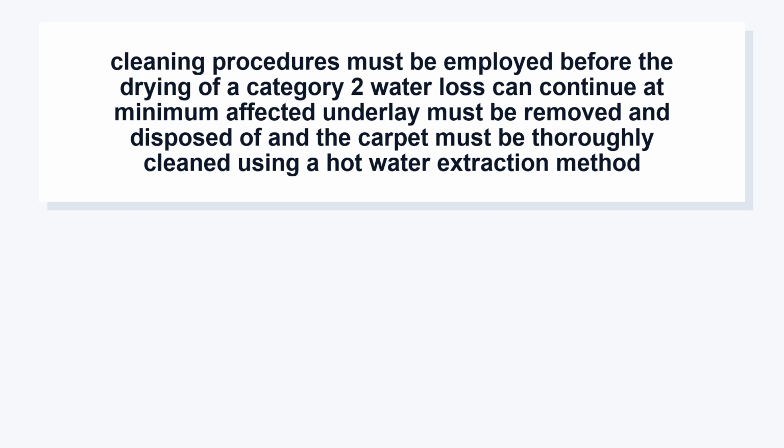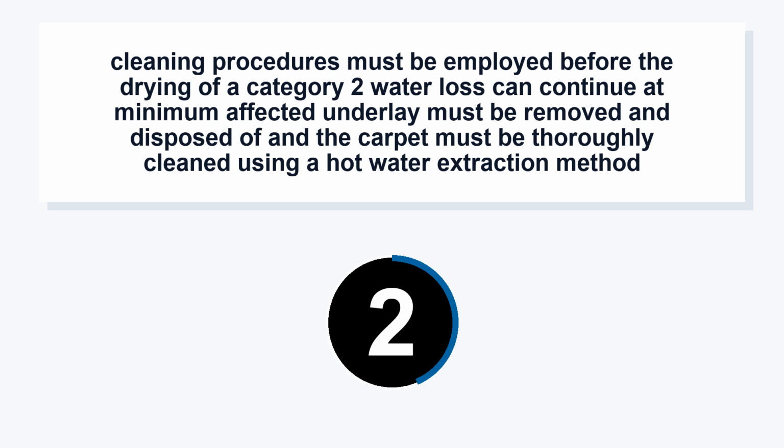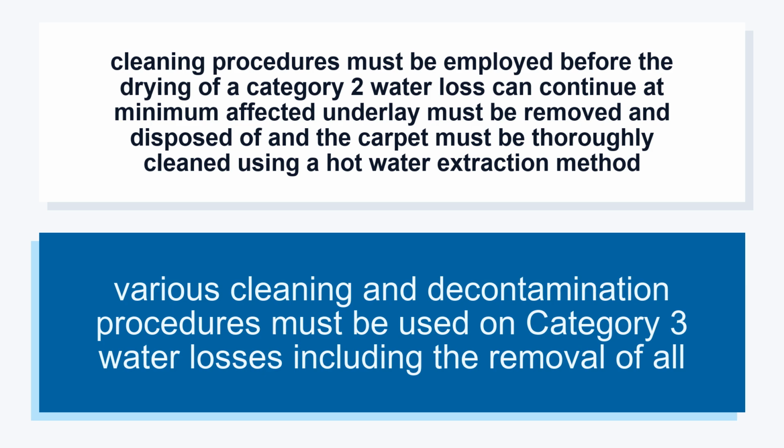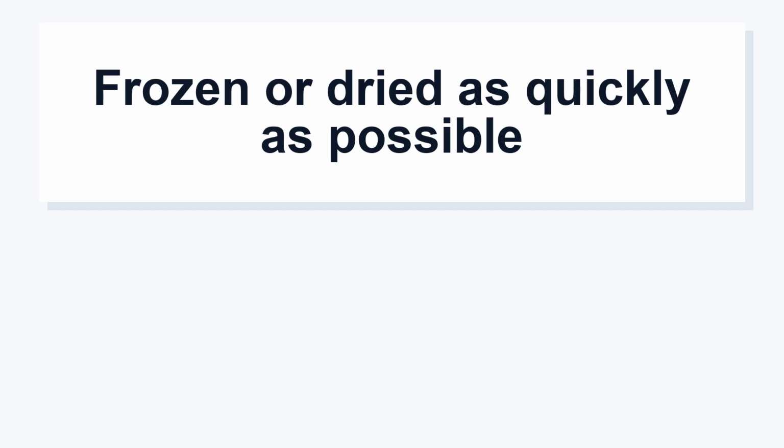Cleaning procedures must be employed before the drying of a Category 2 water loss can continue. At minimum, affected underlay must be removed and disposed of, and the carpet must be thoroughly cleaned using a hot water extraction method. Various cleaning and decontamination procedures must be used on Category 3 water losses, including the removal of all frozen or dried as quickly as possible.